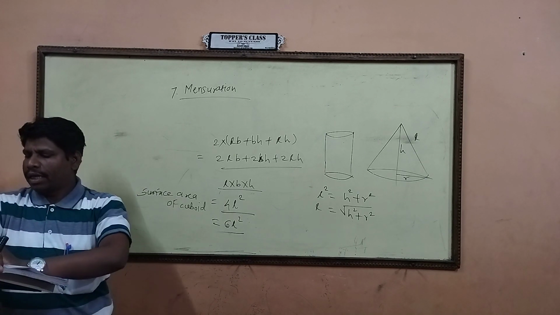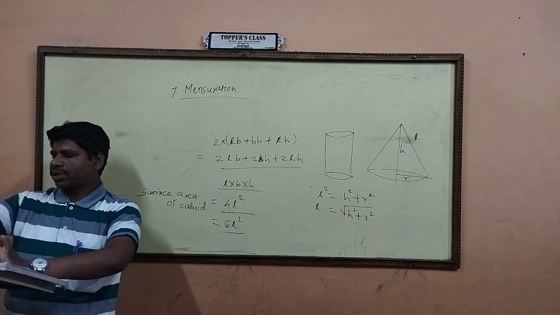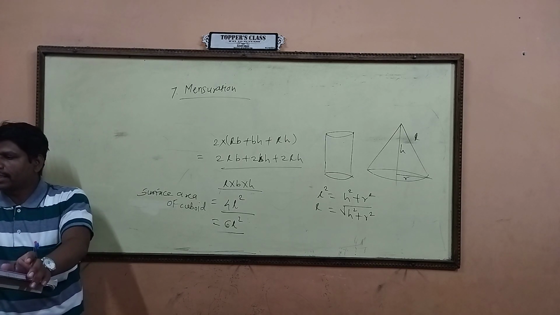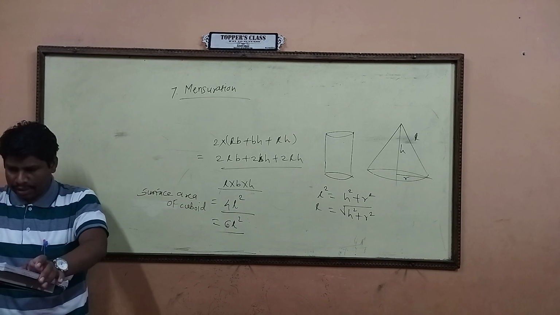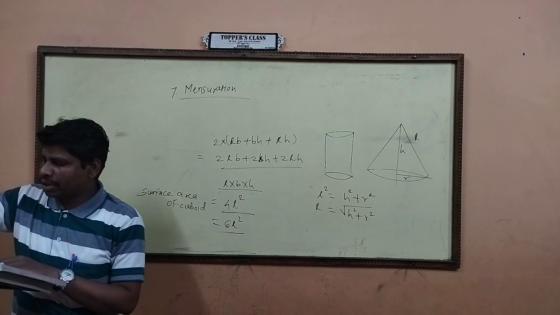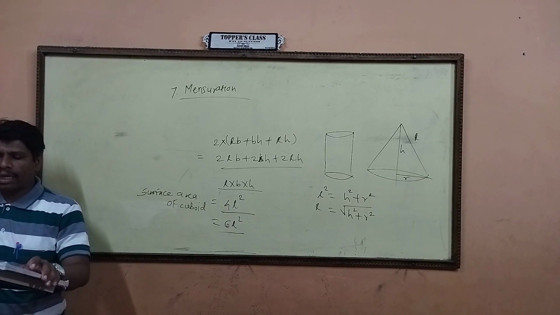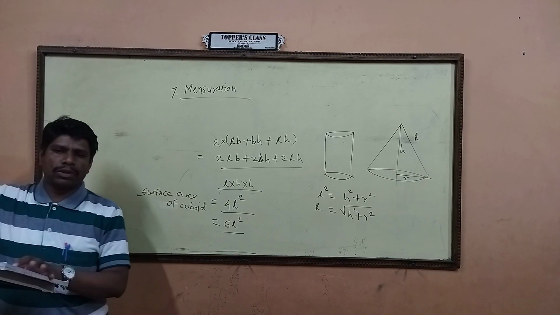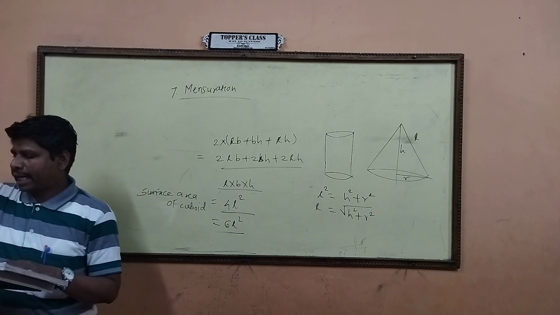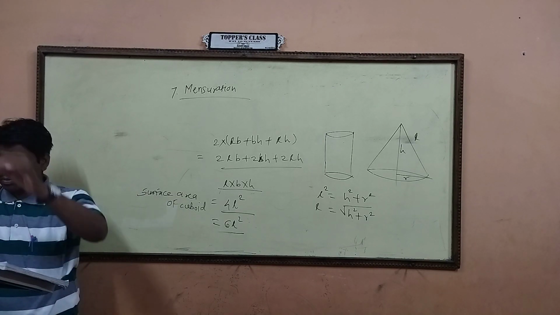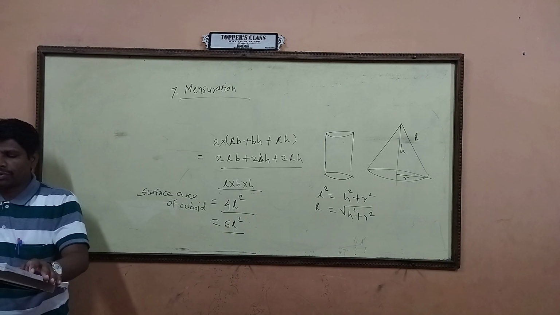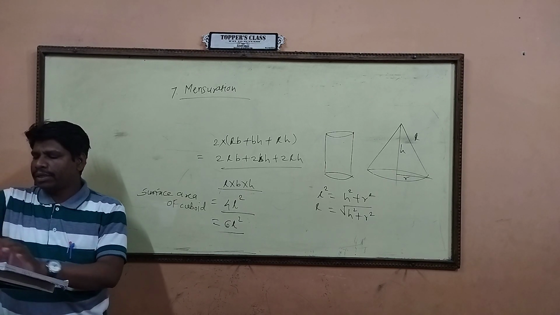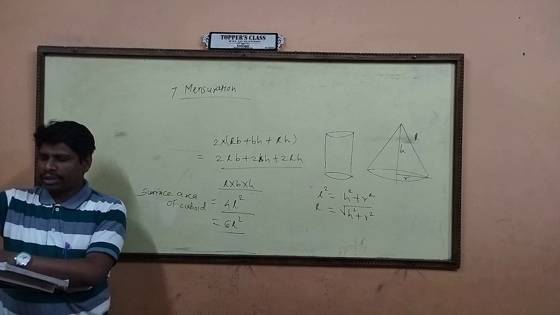Pi r square h. Then sphere. For sphere we are using only two formulas. The first is surface area 4 pi r square and volume 4 upon 3 pi r cube. For hemisphere we get half of that, that is 2 pi r square for curved surface area, and total surface area 3 pi r square, and volume is equal to 2 upon 3 pi r cube. So like this we have to use the formulas in these exercises.